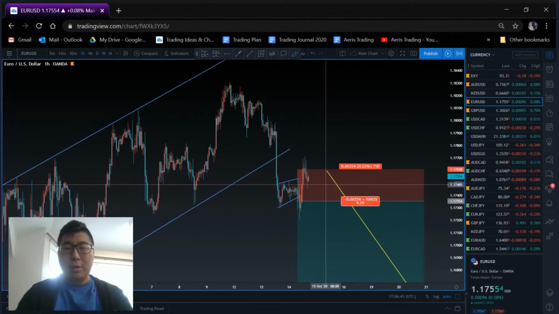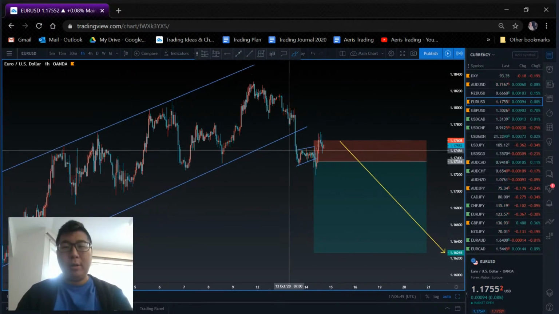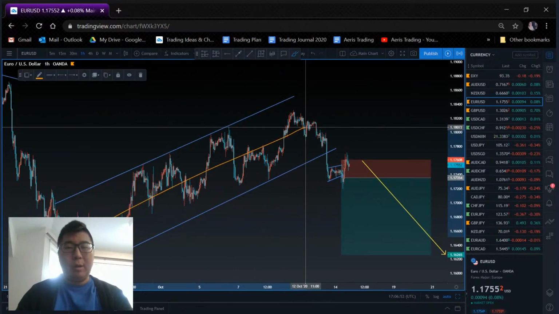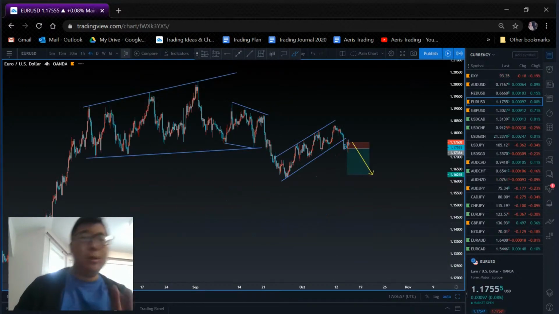Euro dollar is a trade I took a loss on. This is a trade I set an entry order for before I sleep. I was talking about this in the Telegram when I posted the screenshot, right? We're looking at, sorry guys.